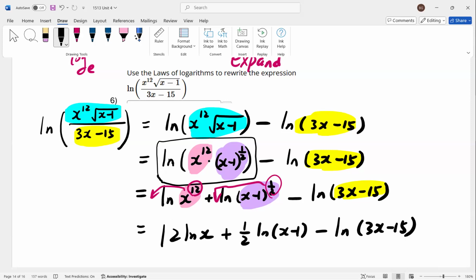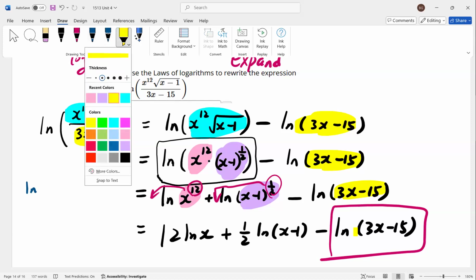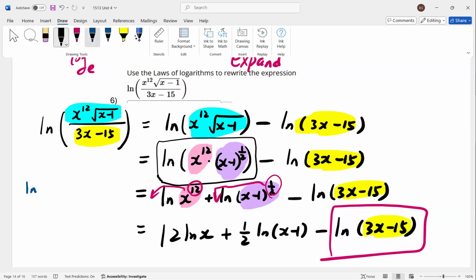Yeah, about the yellow part, I can elaborate on my concern. I think it doesn't matter. So that part in the red box, if we really want to go very thorough, we can rewrite the yellow 3x minus 15. We can factor that yellow as 3 times x minus 5. And then the argument becomes a product. So we can apply the product rule, ln 3 plus ln x minus 5.